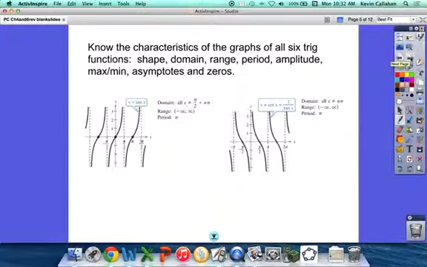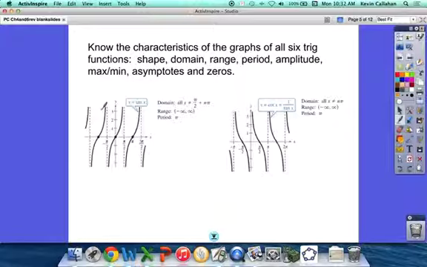Tangent. So tangent, if you look at the shape, I mean, you can see the shape. I would say that the other 4 functions aren't going to be that easy to describe, like, oh, it's shaped like a, but how about domain? Is it all real numbers? No.